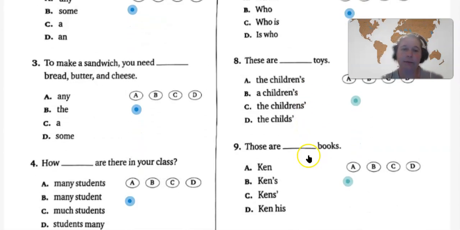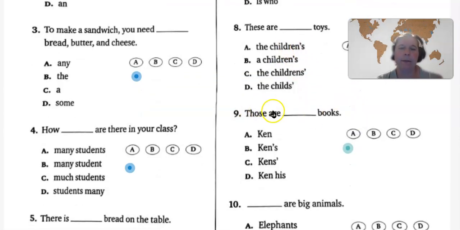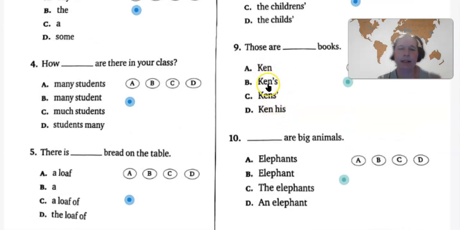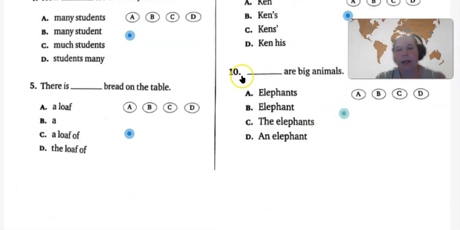These are the children's toys. A. Children is plural, so use the apostrophe S. Those are Ken's books. Ken's. B. Elephants are big animals. Not an elephant. Elephants. In general, all elephants. A. How'd you do on that grammar quiz? It covered this week and last week's grammar.